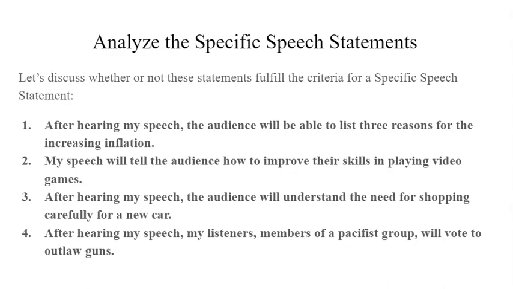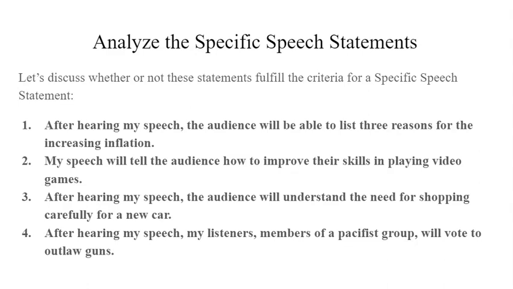All right, so now that we've had a quick overview, we have some examples of specific speech purposes here. Let's analyze them. The first one: After hearing my speech, the audience will be able to list 3 reasons for the increasing inflation. Even without knowing who your audience is, I hope you said, yes, this is a correctly written specific speech purpose. The reason is that it starts out with the audience point of view. After hearing my speech, the audience will, so it's about the audience. There's a specific action, list 3 reasons. 3 reasons is attainable. If this said, list 20 reasons, then it might not be so attainable, but list 3 reasons for the increasing inflation makes it an attainable goal. So this is a well-written specific speech purpose.